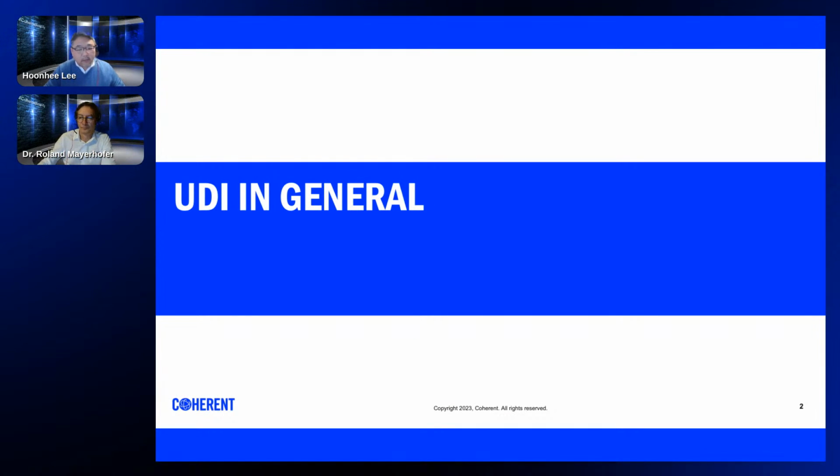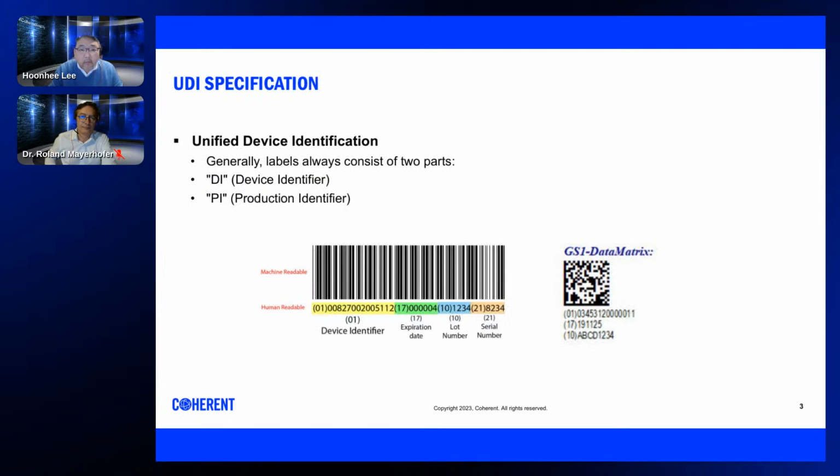All right, so let me start the first session. UDI specification. UDI stands for Unified Device Identification. UDI can be displayed in many different forms of label. For example, Data Matrix, QR code, Aztec, and numerous other 2D barcodes are also available to be used for UDI. UDI comes in two formats: machine readable in barcode, and human readable in alphanumeric.